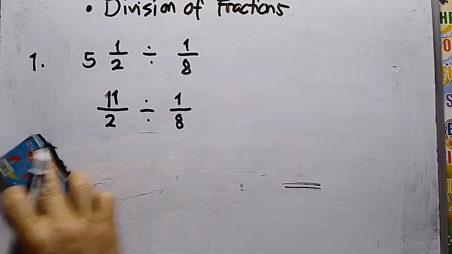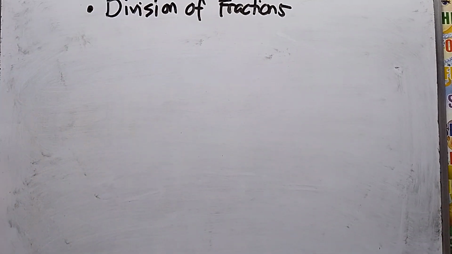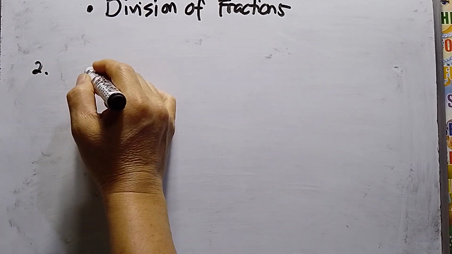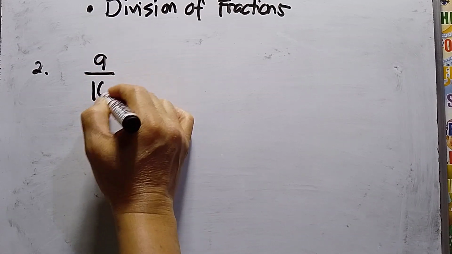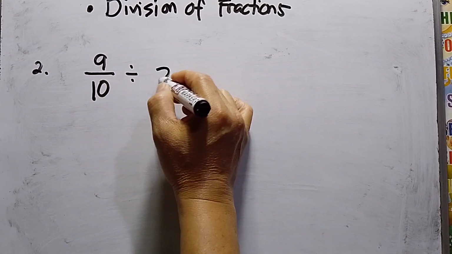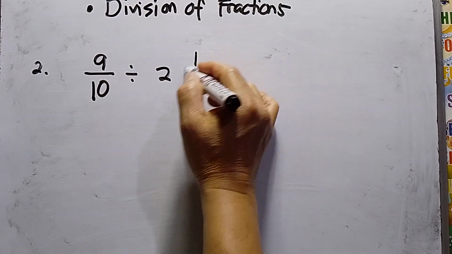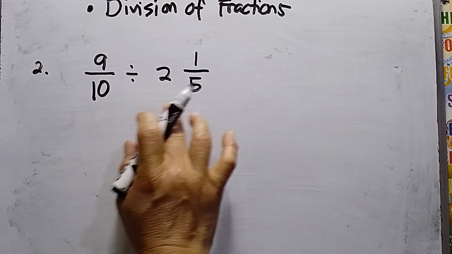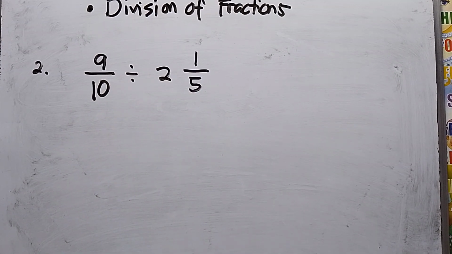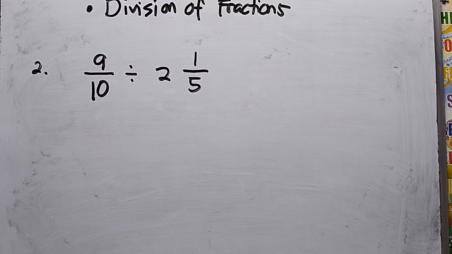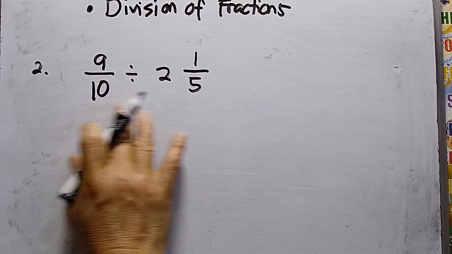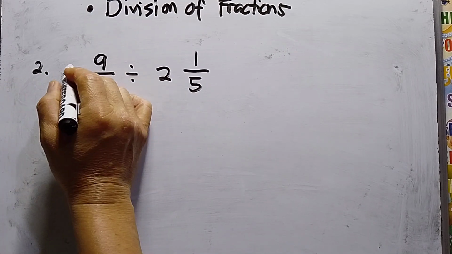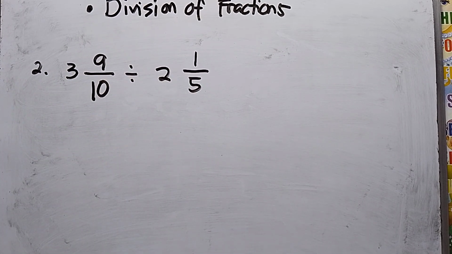Now let's proceed to number 2. Number 2 is 9 over 10 divided by 2 1/5. So take note, this is my dividend and this is my divisor. I think this is not applicable because this is a small fraction and then it is a big fraction. So maybe I will write in here 3 to make it fair.